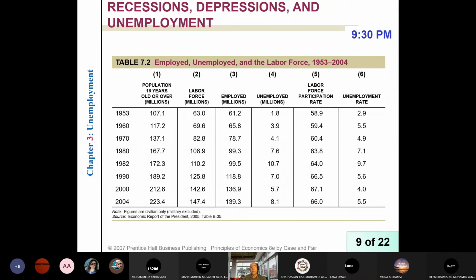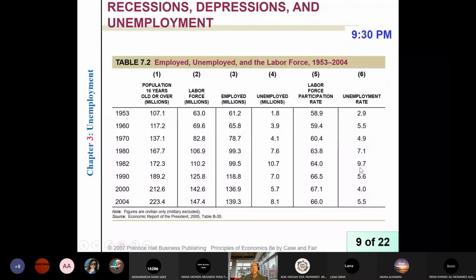Calculate the number of people who are unemployed. Labor force minus employed. Yes, labor force 110 minus employed, let's say 100, equals 10, which is the number of unemployed. How to calculate the unemployment rate? We got 9.7%.